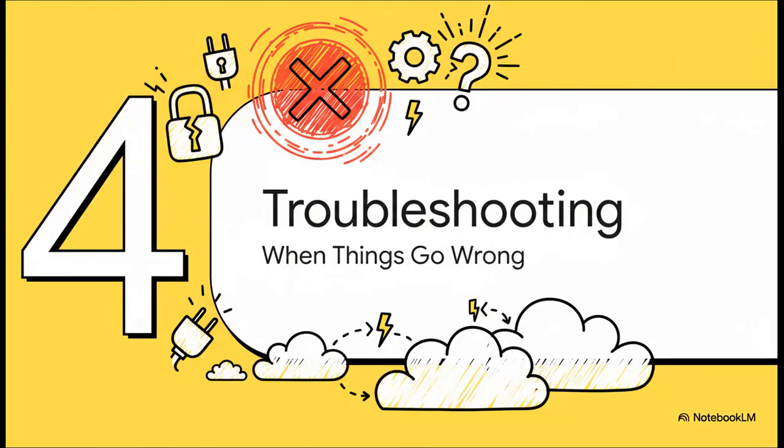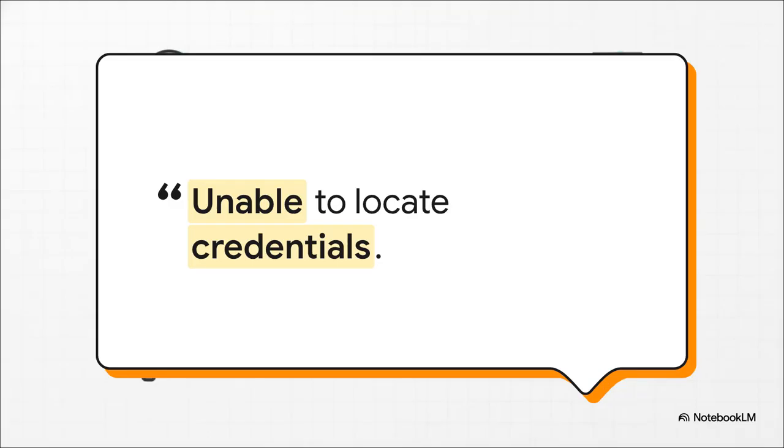In a perfect world, everything just works the first time. But, well, we don't live in a perfect world, right? So let's talk about some of the most common errors you'll hit and, more importantly, how to fix them. If you see this error, unable to locate credentials, it's basically the SDK throwing its hands up in the air and saying, I give up. It means it went through that entire provider chain we talked about. It checked environment variables, it looked for the files, it checked the EC2 metadata service, and it came up completely empty.